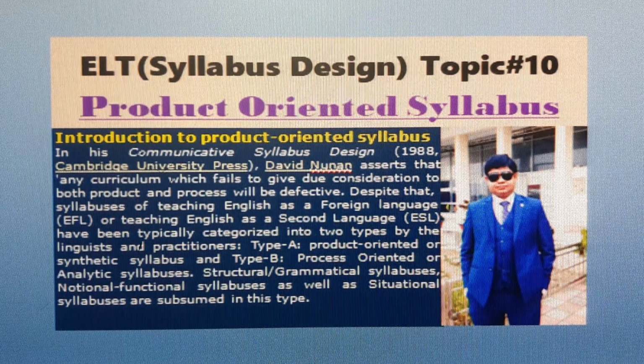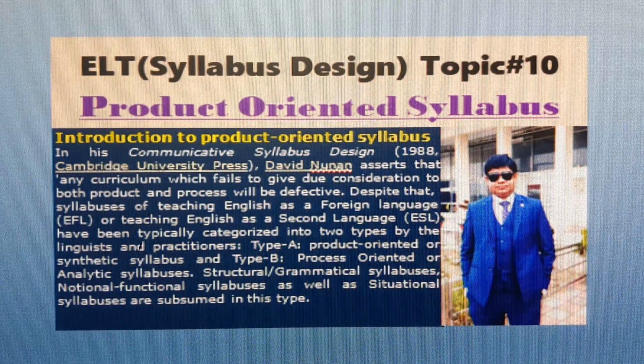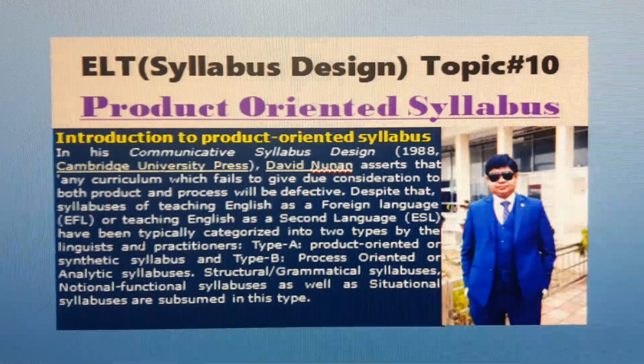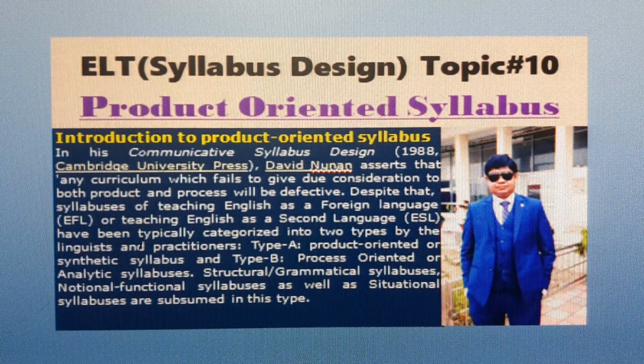Introduction to product-oriented syllabus. Syllabus is the first priority of a language learner to select a language course. No single syllabus is absolutely complete or perfect in teaching learning all the four skills of language, listening, reading, writing, and speaking. David Noonan, in his Communicative Language Design 1988, asserts that any curriculum which fails to give due consideration to both product and process will be defective.